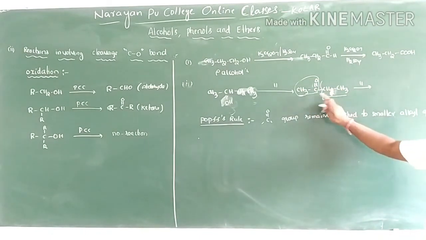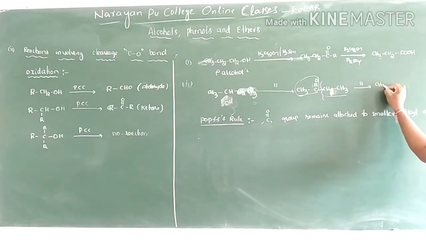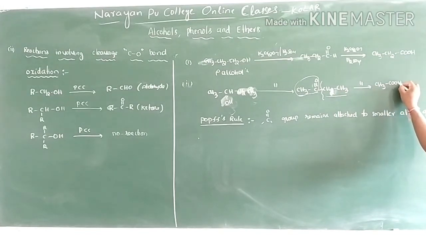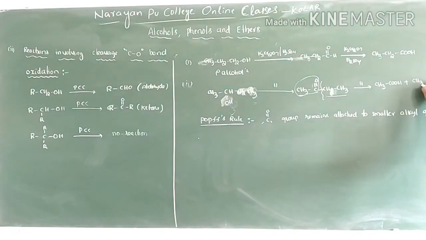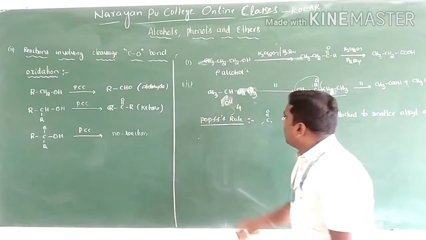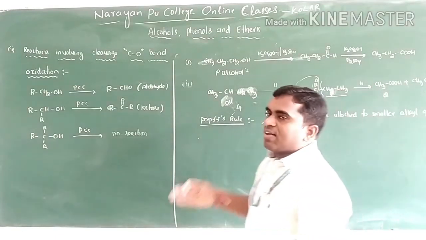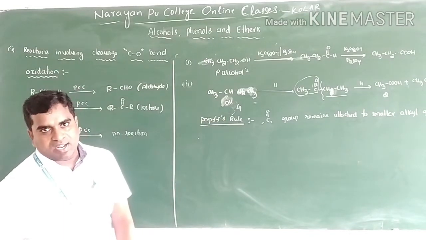If this bond breaks, it will be converted into acid, and this one is also converted into acid. So CH3COOH plus CH3COOH. How many carbon atoms are there? In the original alcohol there are 4, but in the acids we have 2 carbons. So the acid will have fewer carbon atoms than the secondary alcohol.